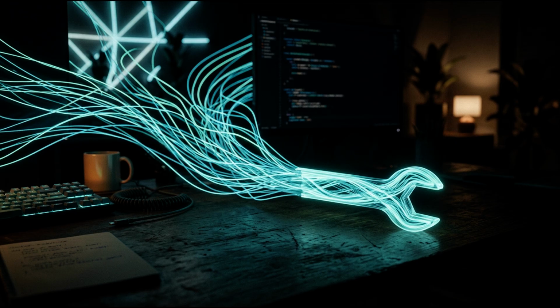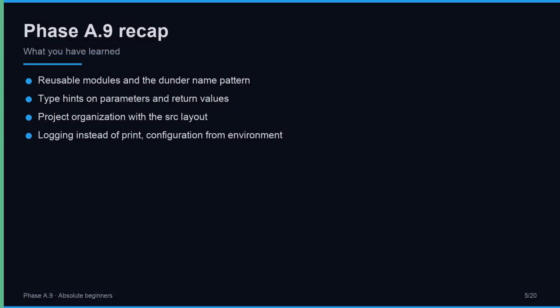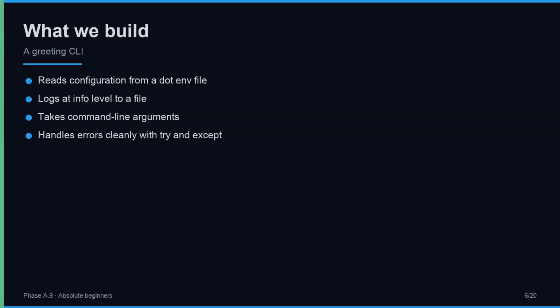Many lessons, one tool. Before we build, recall what Phase A.9 covered. You learned how to split code into reusable modules and use the dunder name pattern so the same file works as a script and a module. You added type hints to function signatures. You organized projects with the SRC layout and dunder init. You replaced print with the logging module. You separated configuration from code using environment variables and the .env pattern. Today we use all 5 in one program. Recall the 5 patterns.